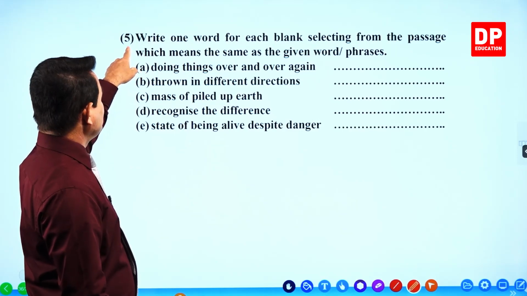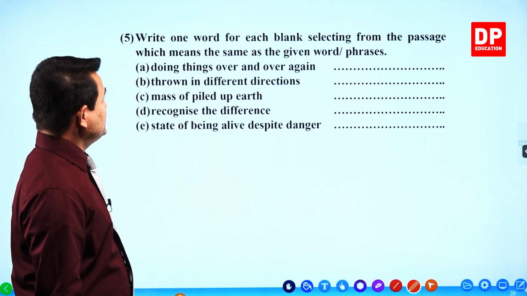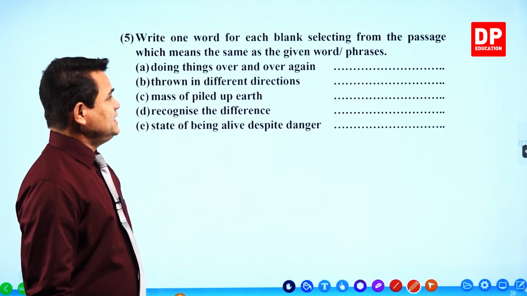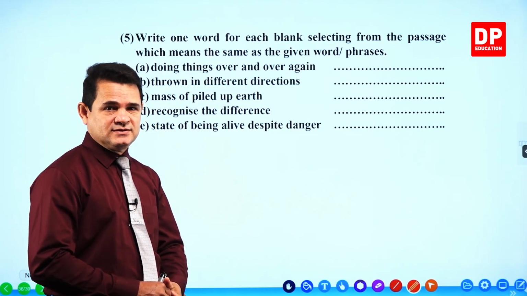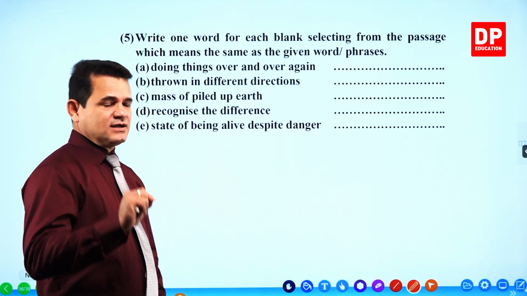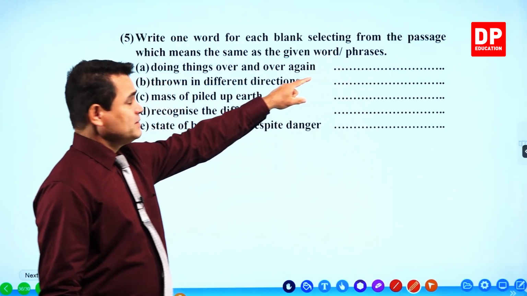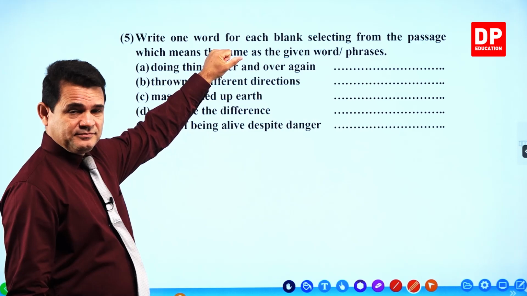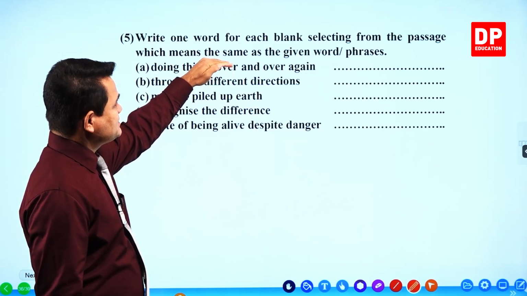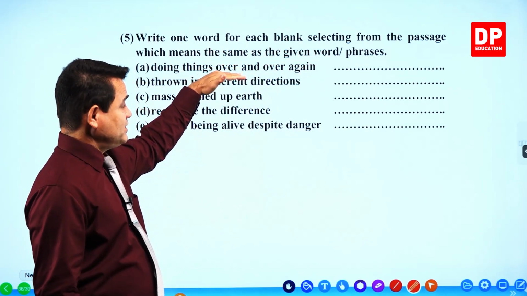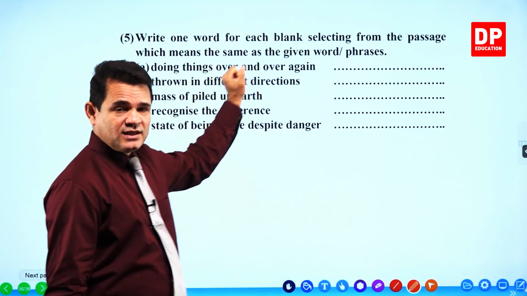Now we are coming to question number 5. Write one word for each blank, selecting from the passage, which means the same as the given word or phrase. You have to write one word, selecting it from the passage, which has the same meaning as the given word or phrase.